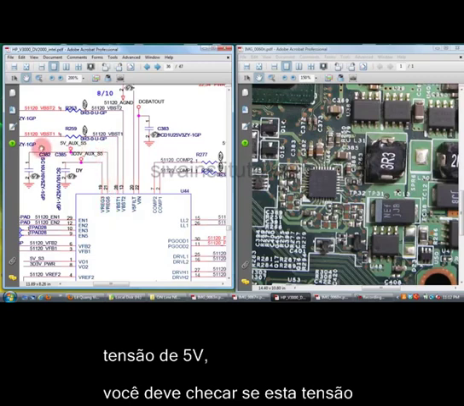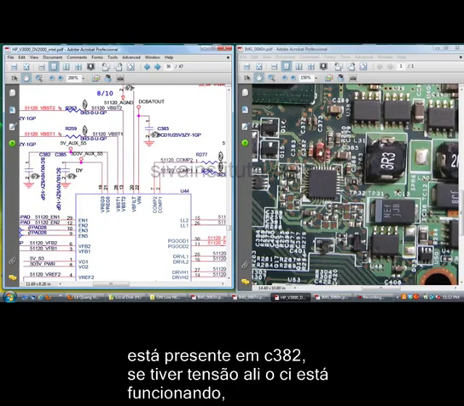You should check voltage at this point, C382. You should check here whether 5 volts is there or not. If 5 volts is present here, this IC is okay.